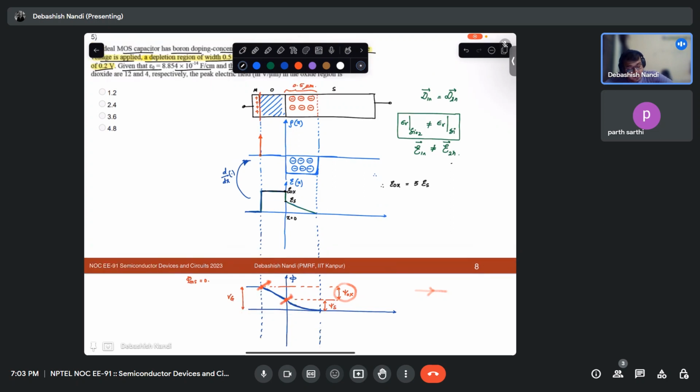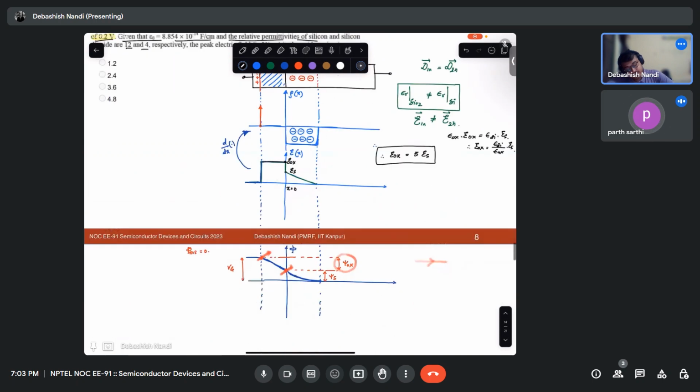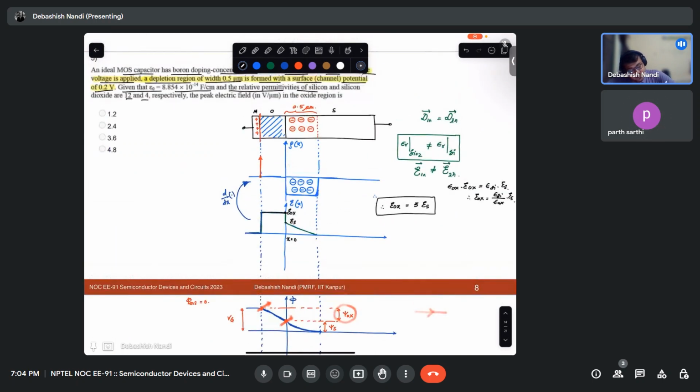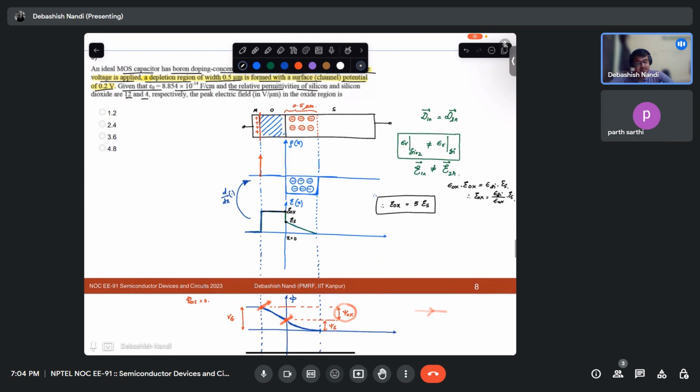How do you know that? Because epsilon ox times EOX is equal to epsilon Si times ES. So EOX is equal to epsilon Si over epsilon ox times ES. So it is 3 times ES because it is 12 and 4. You understand this, right? Yes, sir. Okay. So if this is the case, then EOX, ES you know. What will be your ES?